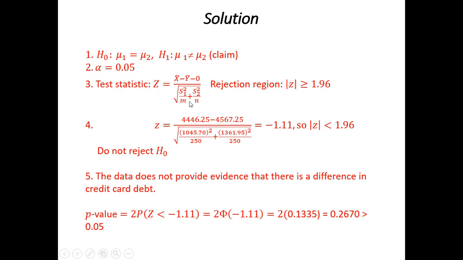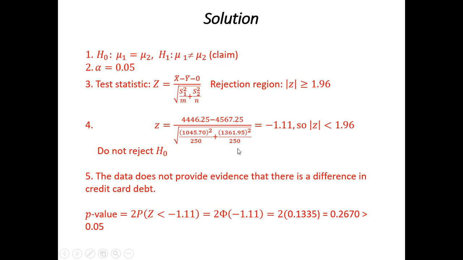Here's the formula for a test statistic. Once again, our rejection region is based on 1.96. This will be the z-value that leaves 0.025 on both the left tail and the right tail. So that would give us our 0.05.